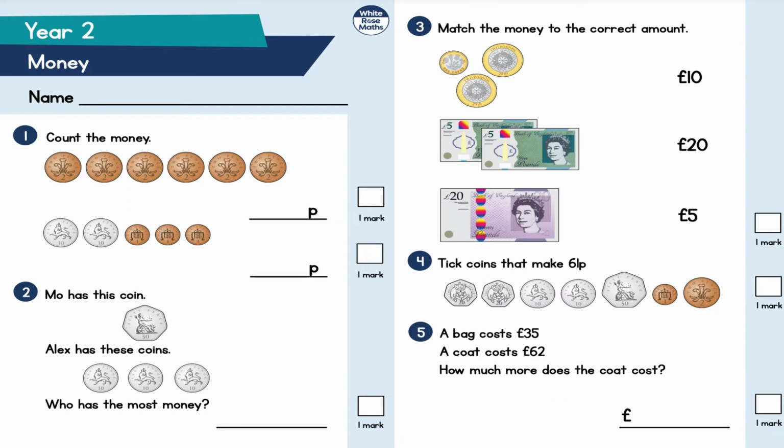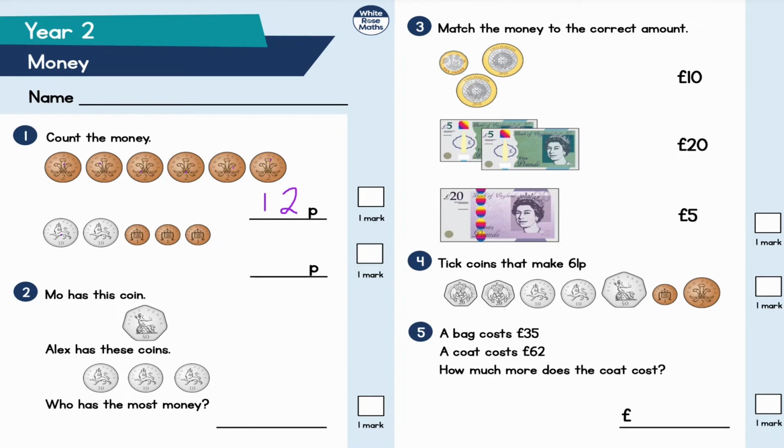We are now looking at year 2 money from the White Rose Maths website, looking at Key Stage 1, Key Stage 2 level maths. Question number 1, count the money: 2, 4, 6, 8, 10, 12. I've got 12p.